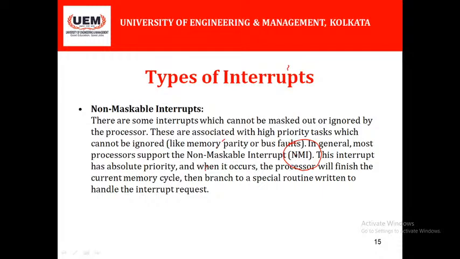So in general, most processors support a non-maskable interrupt. This interrupt has absolute priority. When it occurs, the processor will finish the current memory cycle and then branch to a special routine called the interrupt service routine, written to handle the interrupt request. For example, whenever trap occurs, we will call the interrupt service routine, or ISR, which will solve the trap.